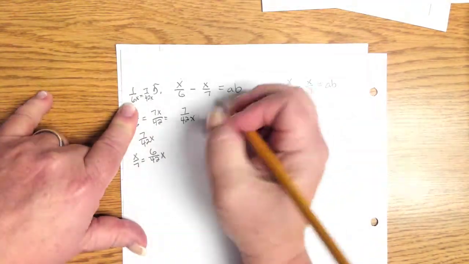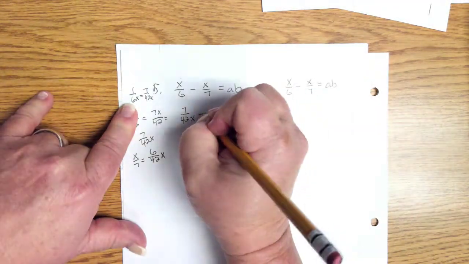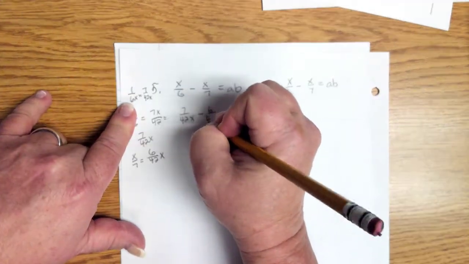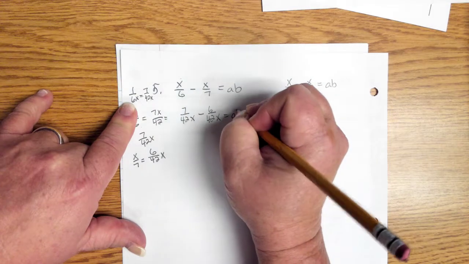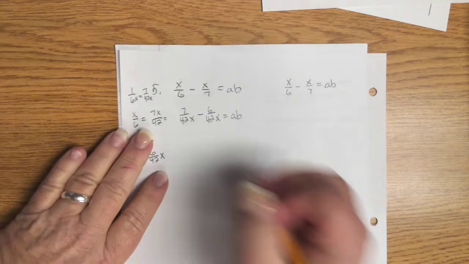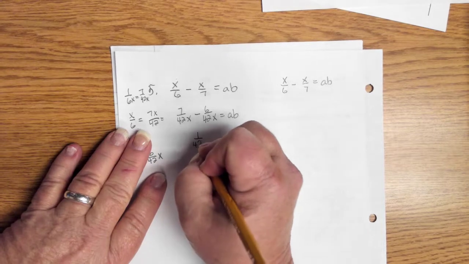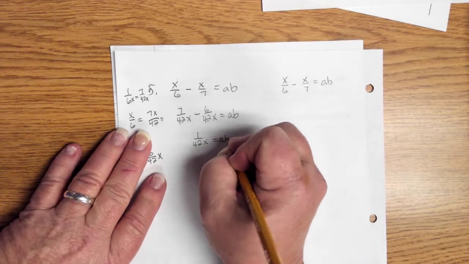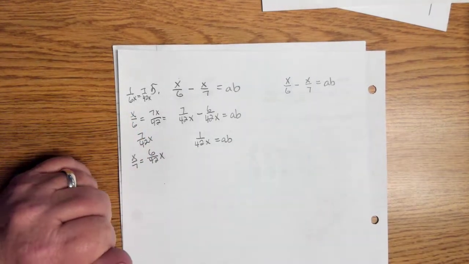Okay, so I've got 7 over 42x subtract 6 over 42x is equal to AB. Remember, we're still trying to solve for x, right? So let's do this math. 7 take away 6 is what? So now I end up with 1 over 42x is equal to AB. How am I going to get rid of that fraction?